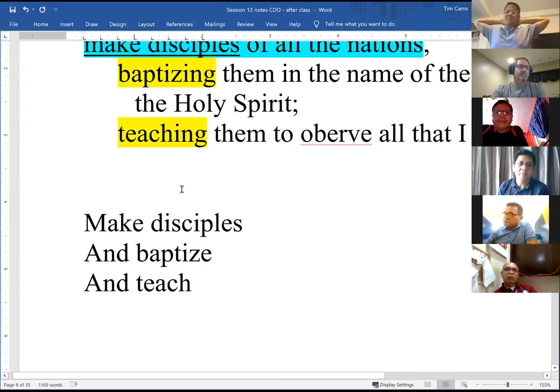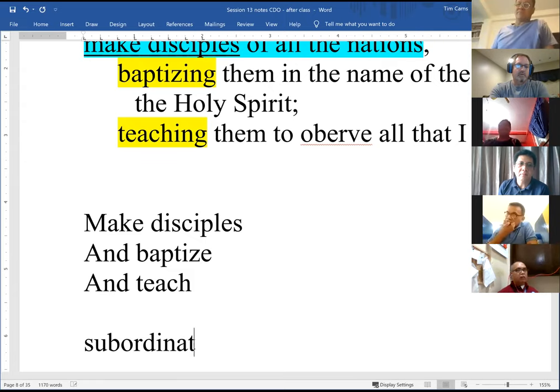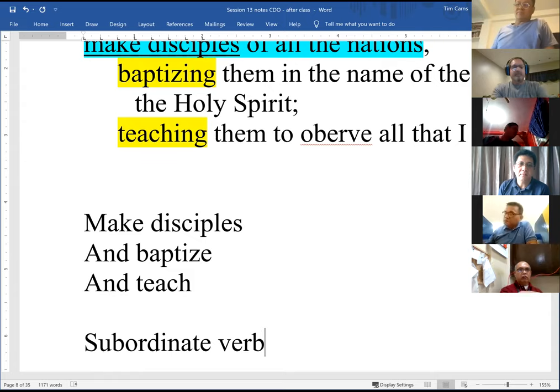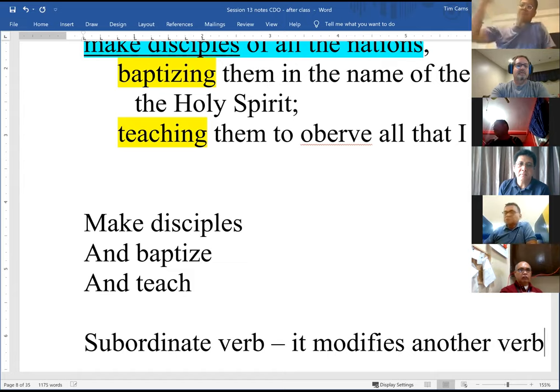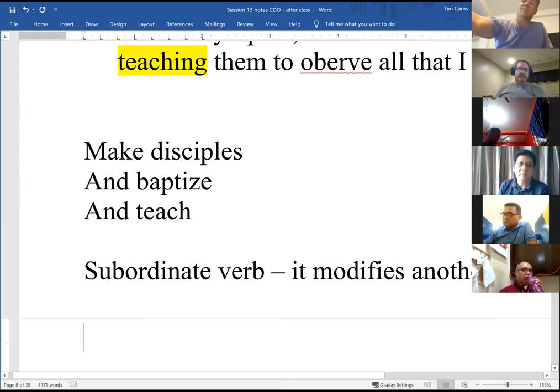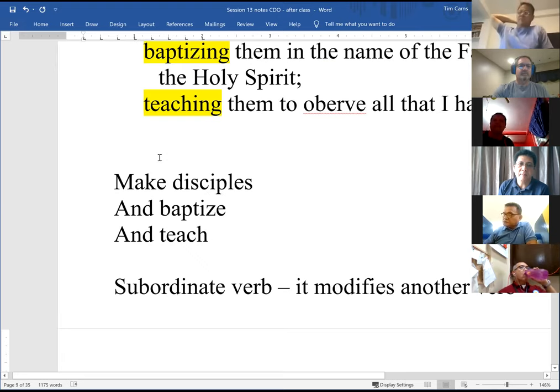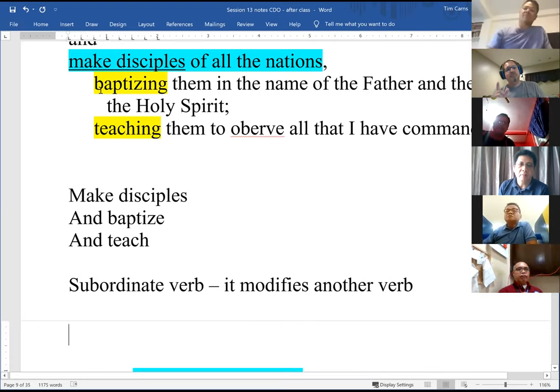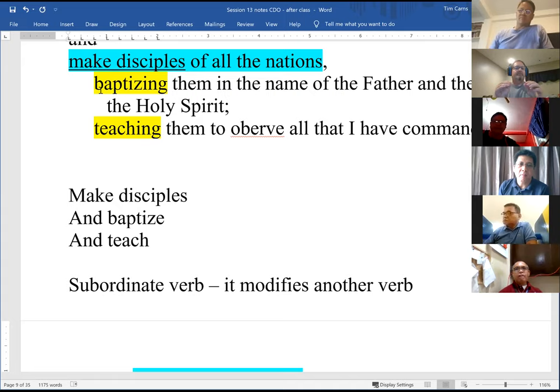But a participle is what's called a subordinate verb. That is, it's a verb that modifies another verb usually. It's telling us something about another verb. Okay? So in this sentence, because Jesus used the participle baptizing and the participle teaching, he's telling us that the main command is make disciples. All right? That's the command. Make disciples of all the nations.